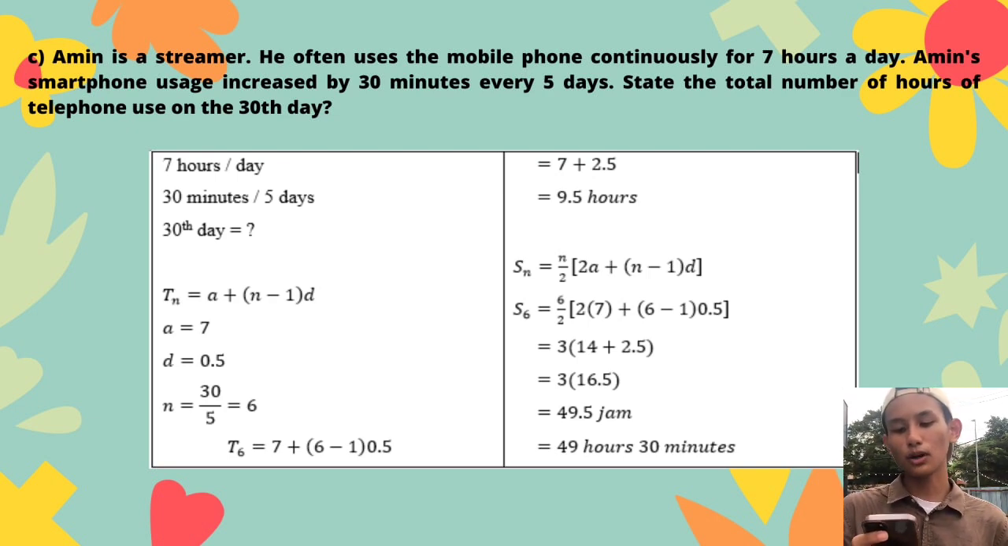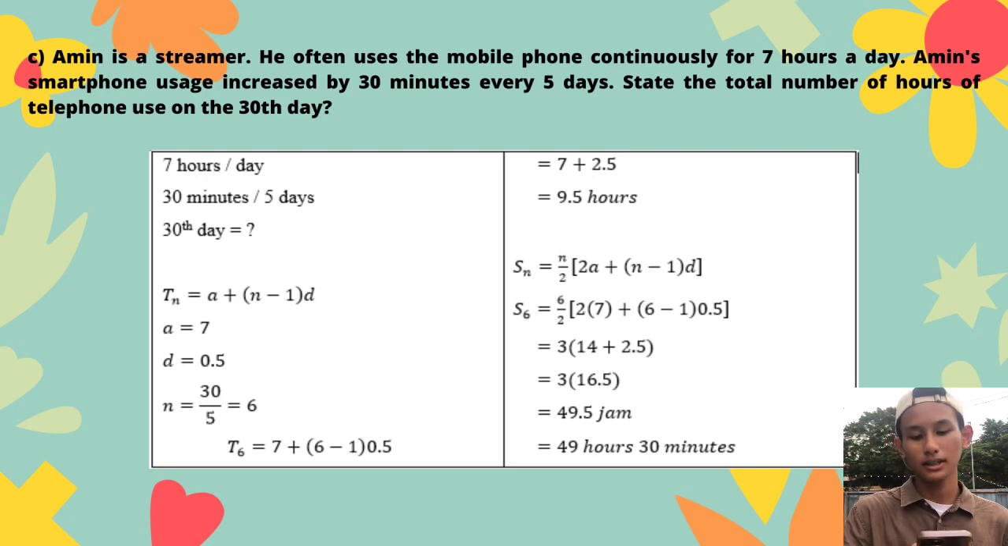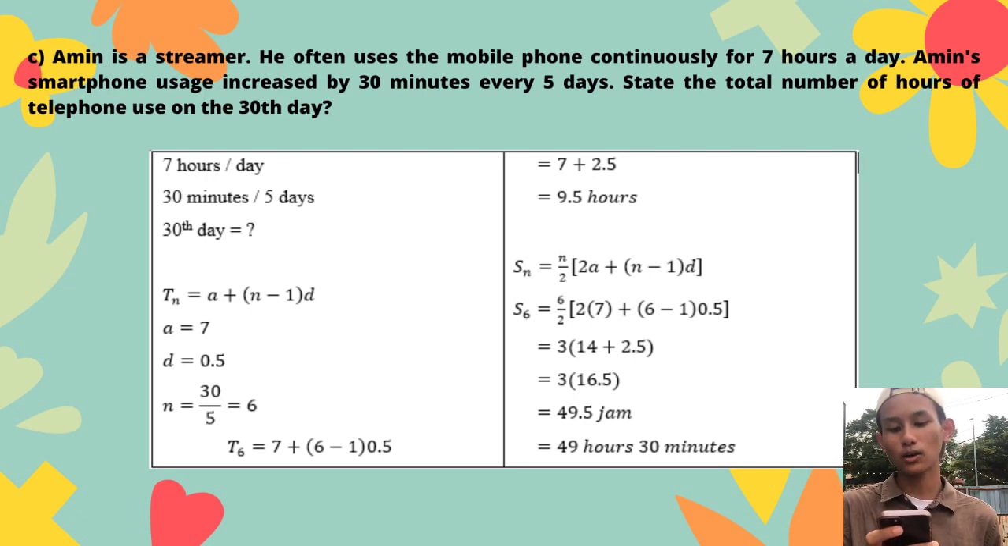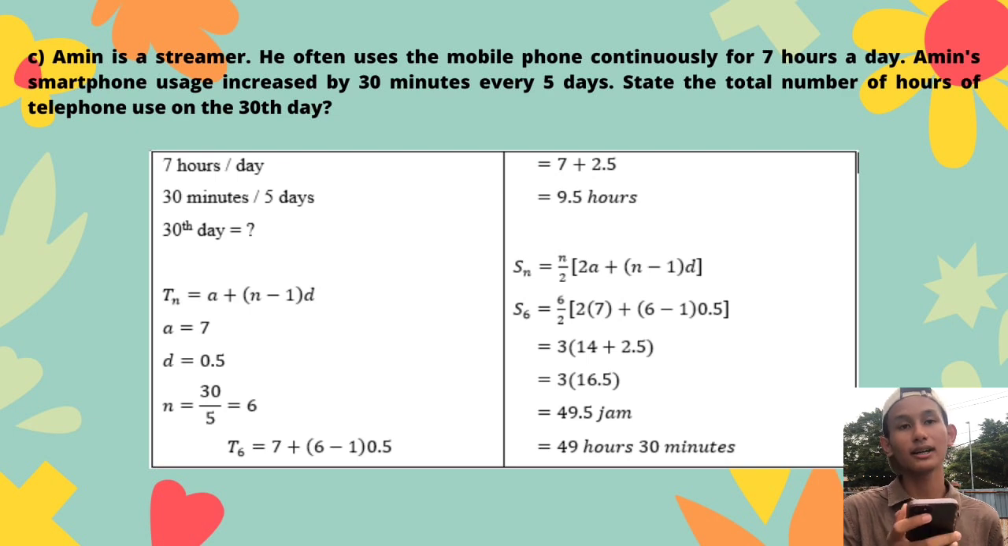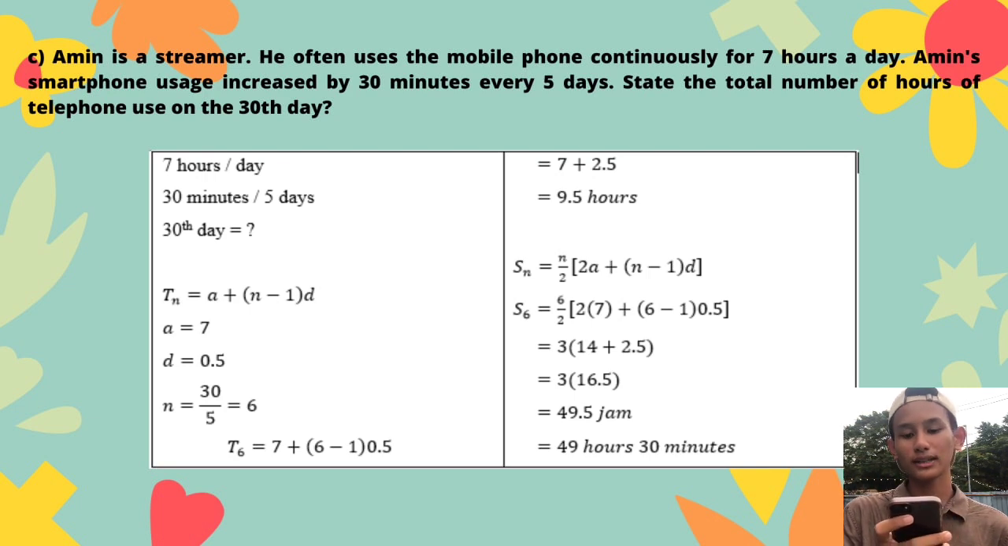So the sum of 6 terms is equal to 6/2 (2 multiplied by 7 plus (6 minus 1) multiplied by 0.5). So we should get 49 hours 30 minutes.